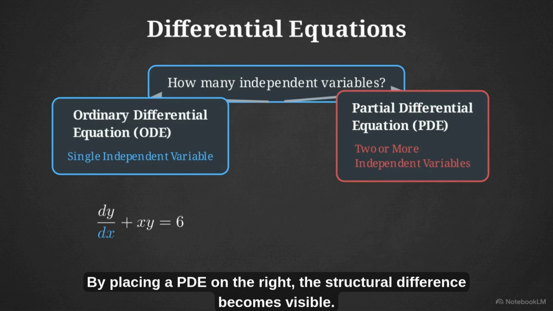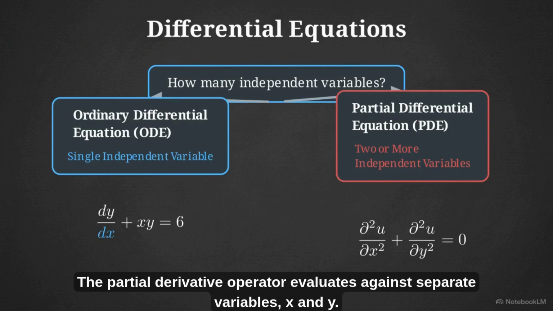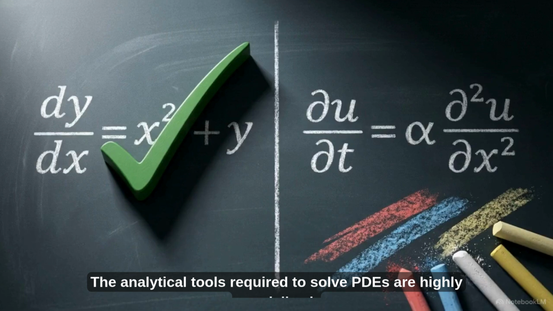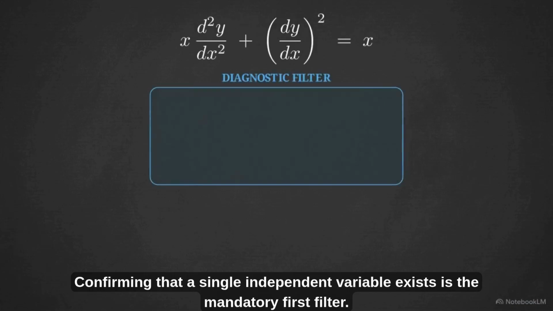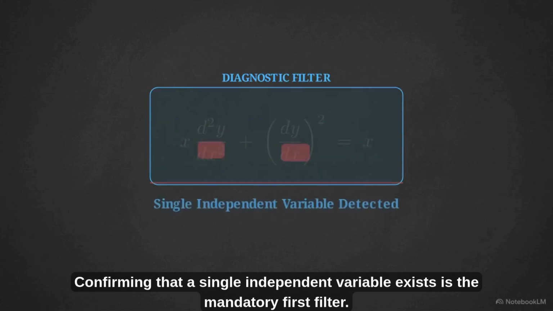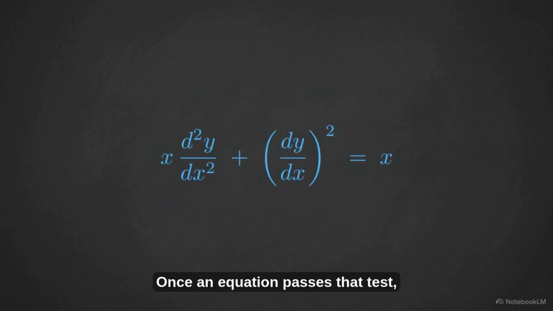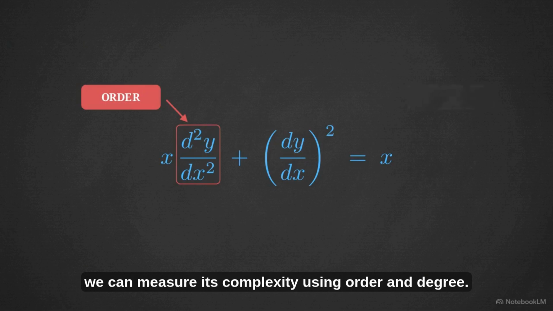By placing a PDE on the right, the structural difference becomes visible. The partial derivative operator evaluates against separate variables, x and y. The analytical tools required to solve PDEs are highly specialized. For our current framework, we are focusing strictly on ordinary differential equations. Confirming that a single independent variable exists is the mandatory first filter. Once an equation passes that test, we can measure its complexity using order and degree.